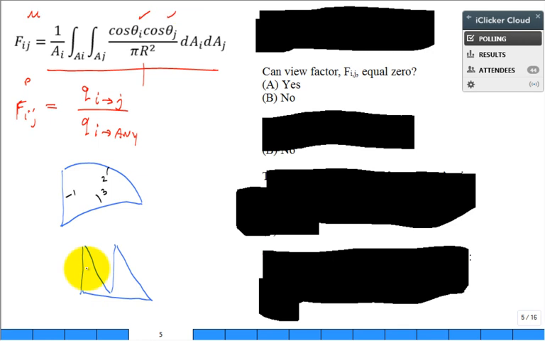And basically, this all right in here is surface 1. This is all surface 2. This is all surface 3. This is all surface 4. And that's all surface 5. You see what I'm trying to do? All right. Could the photons leave surface 1 and hit in a straight line surface 3? Let's answer this question again. Can the view factor Fi to j equal 0?